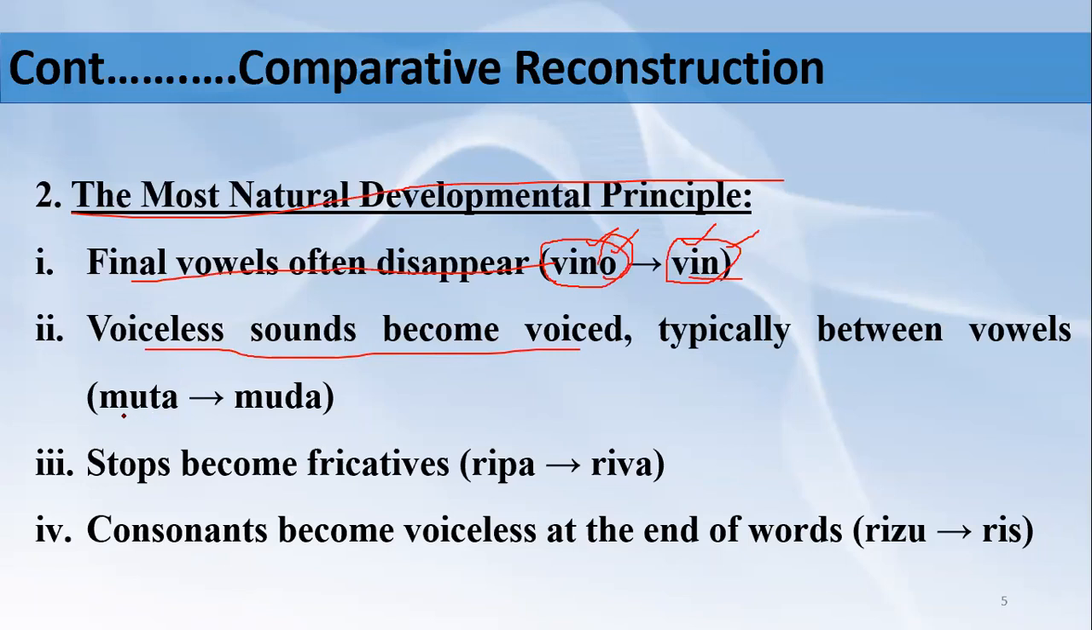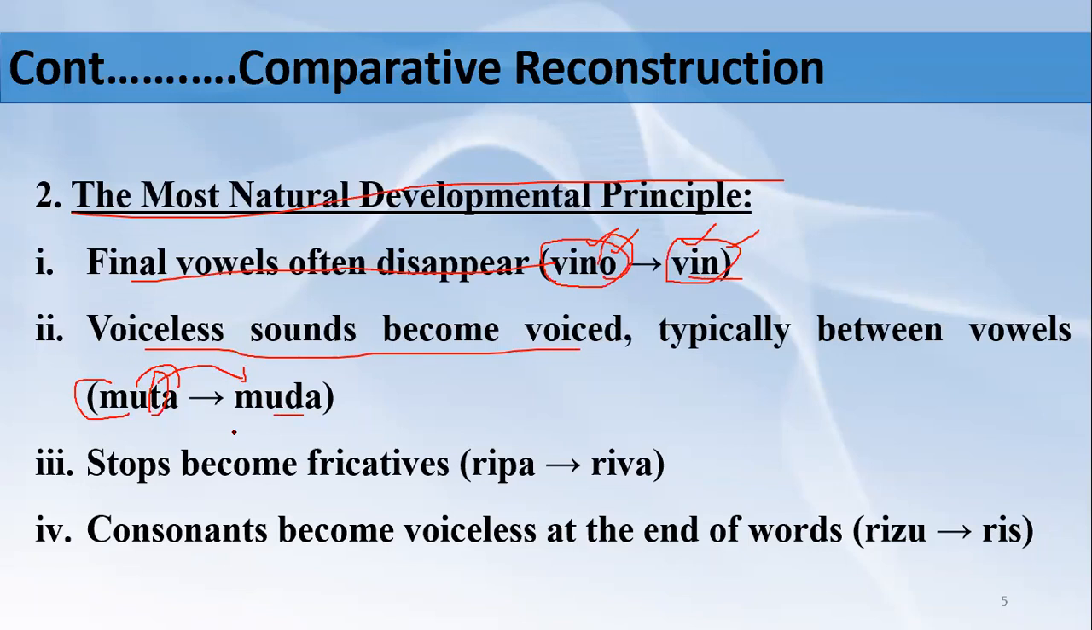If we look at this word, muta, it has a voiceless sound which is between two vowel sounds. This is, for example, the older form, the older word, the proto word. When this word was derived from the proto word, what happened? The voiceless sound became voiced, and the t sound became d. So this is how voiceless sounds become voiced sounds. This is the second rule of the most natural developmental principle.